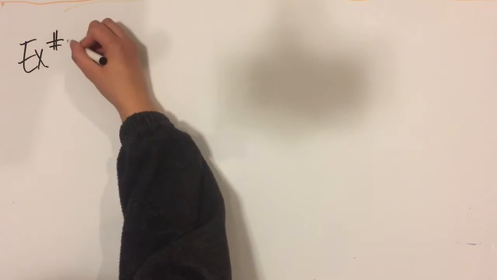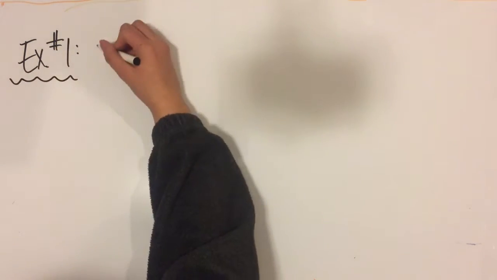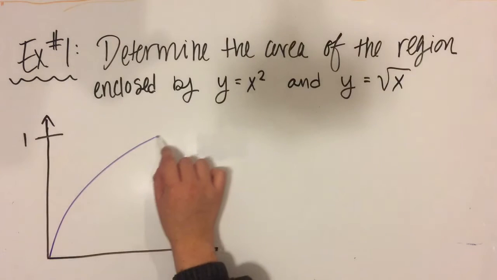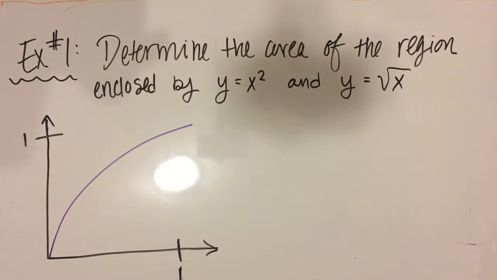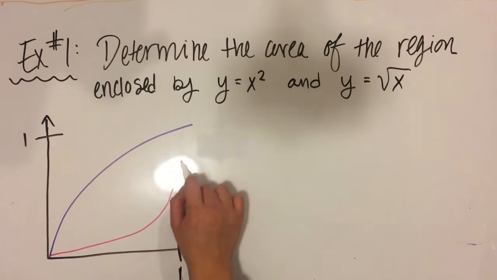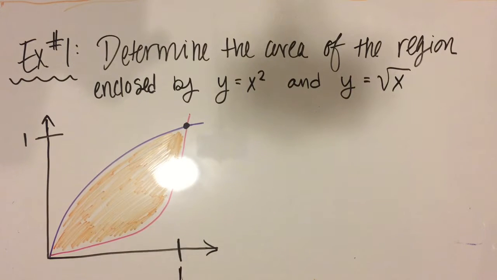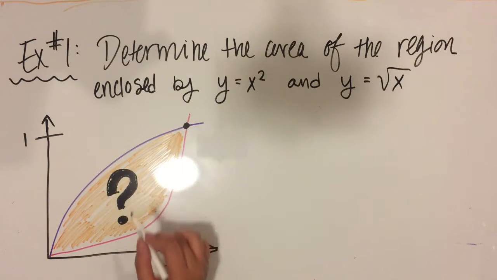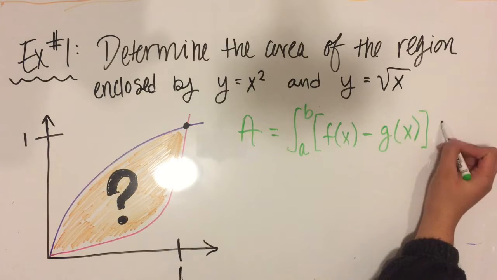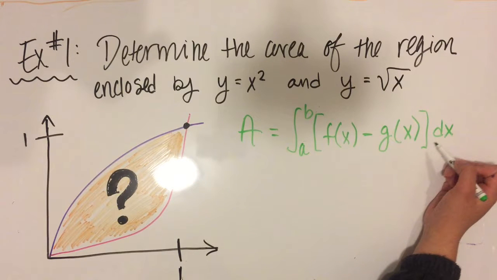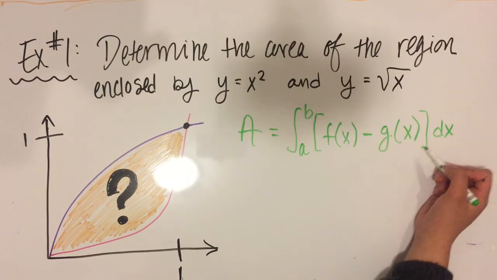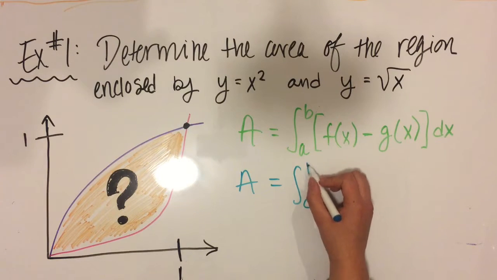Here's an example in which you will determine the area of the region enclosed by y equals x squared and y equals the square root of x. First thing you're going to do is graph. It's very important so you don't get confused, and that is the region you will find. We will now use the area formula that we saw in the previous example.